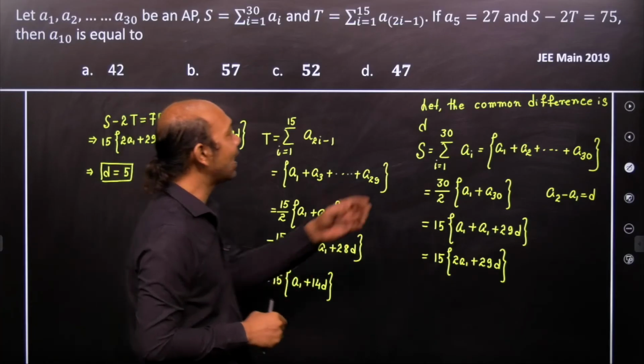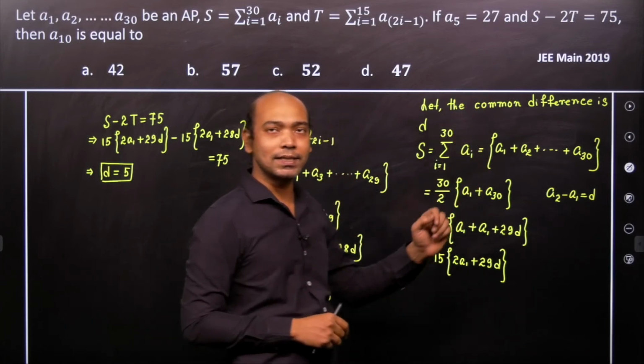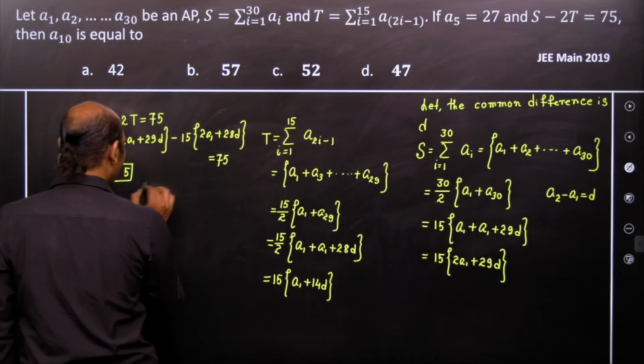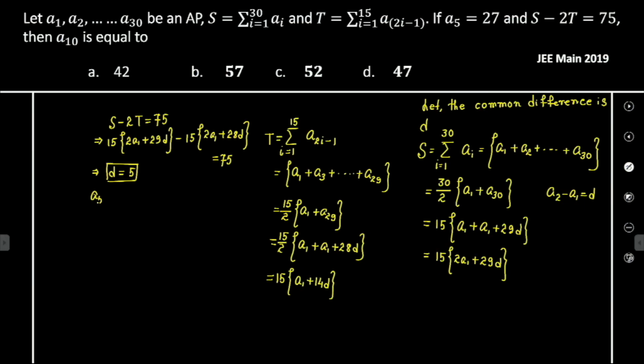Also it is given that A5 is equal to 27. So what is A5? We can calculate A1 from that. That implies A1 plus 4D is equal to 27, so A1 is equal to 27 minus 4 multiplied by 5. That gives you 7. So we calculated the first term and the common difference.